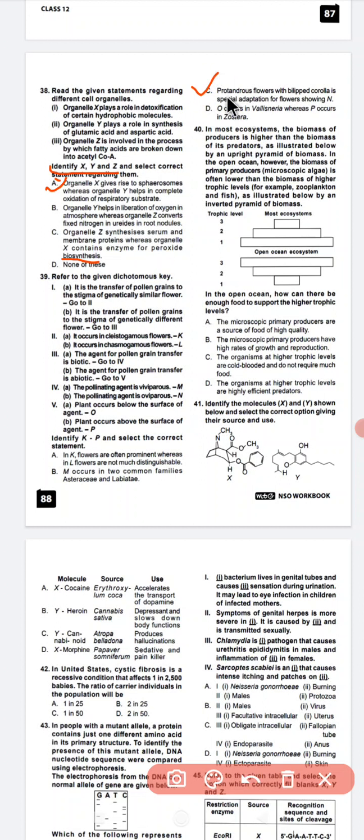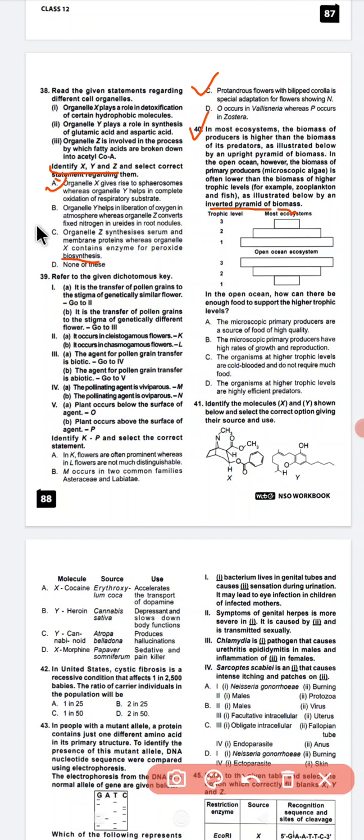See, the correct statement is statement A, statement B, statement C, or statement D, and the correct statement is statement C, that is protandrous flower with bilobed corolla is a special adaptation for flower showing N. Now in question 40, what we have, in most ecosystems the biomass of the producer is higher than the biomass of its predator, as illustrated below by the upright pyramid of biomass. In the open ocean, however, the biomass of the primary producers is often lower than the biomass of higher trophic levels. For example, zooplankton and fish, as illustrated below by an inverted pyramid of biomass.